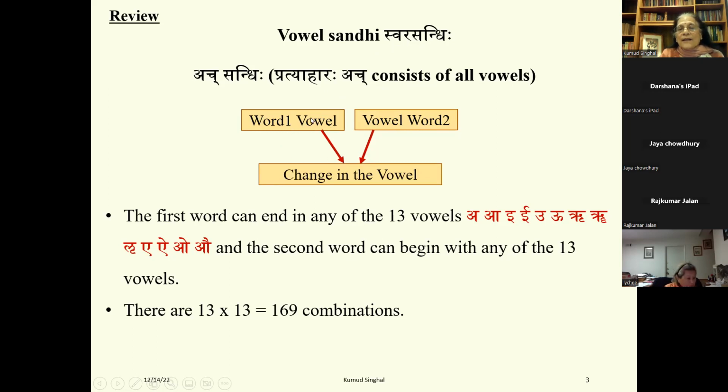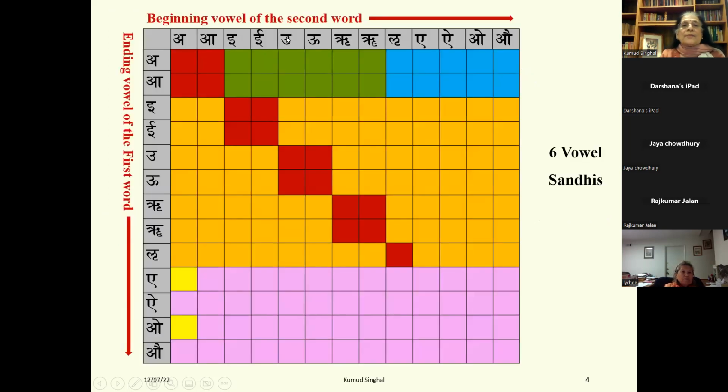Now the ending vowel could be any of the 13 vowels, right? A, I, U, R, L, E, AI, O, AU. So these could be 13 vowels. Similarly, the beginning vowel could also be any of the 13 vowels. So in total, there are 169 such combinations. This is represented by a 13 by 13 matrix, and it has 169 entries. The rows are the ending vowel of the first word, and the columns are the beginning vowel of the second word.